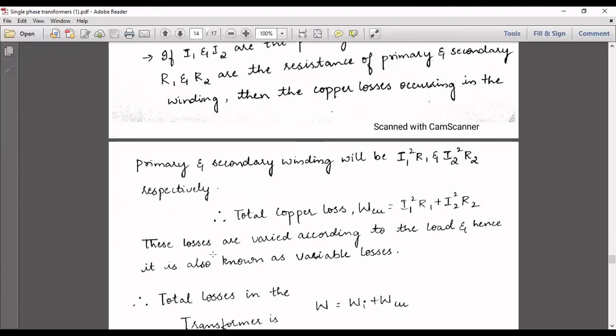So the total copper loss of any given transformer will be the sum of the copper losses in the primary and in the secondary. So WCU, the representation of the copper losses, is equal to I1 square R1 plus I2 square R2. These losses vary according to the load, and hence they are given the name variable losses. The other name for copper loss is variable losses. Why it is known as variable losses is because, as the value of the load varies, the current value also varies. Since the current varies, the losses will also vary. Hence, it is given the name variable losses.